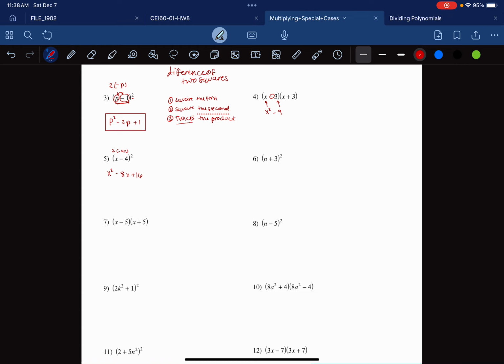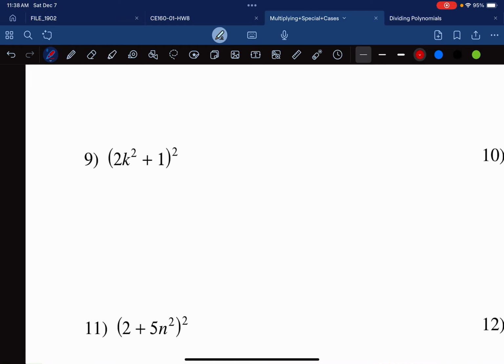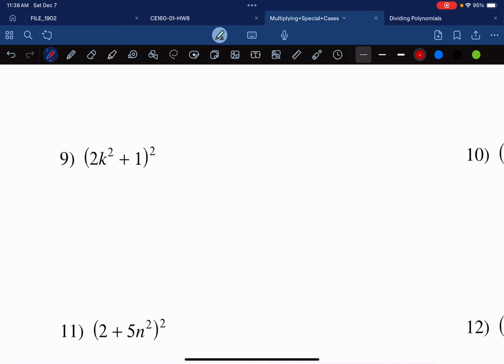Okay, let's do a little bit more complicated one. Number 9. Square the first, we get 4k to the 4th. Square the second, we get 1. If we multiply these two together, we get 2k squared, and then we times that by 2. So we get 4k squared.